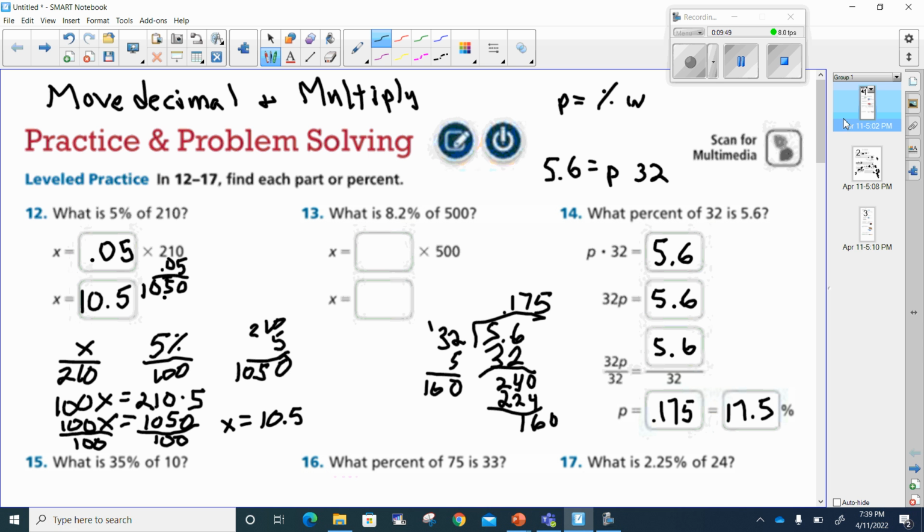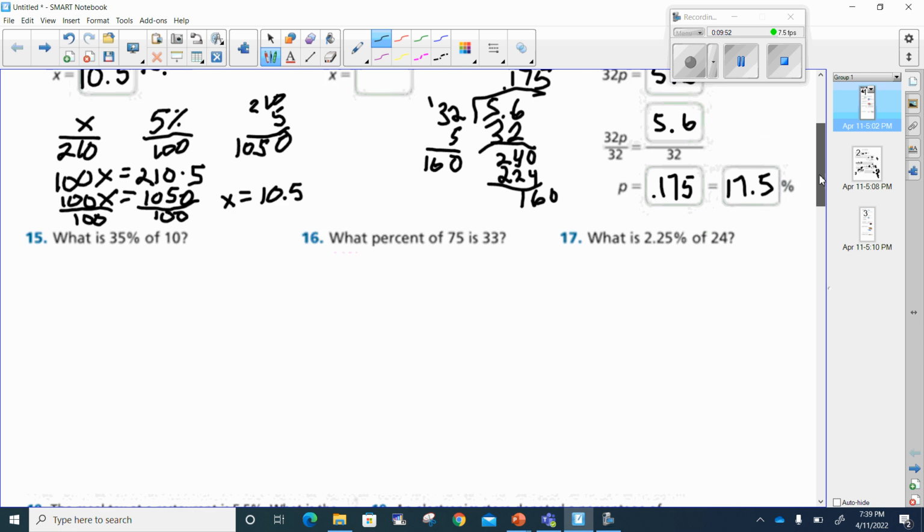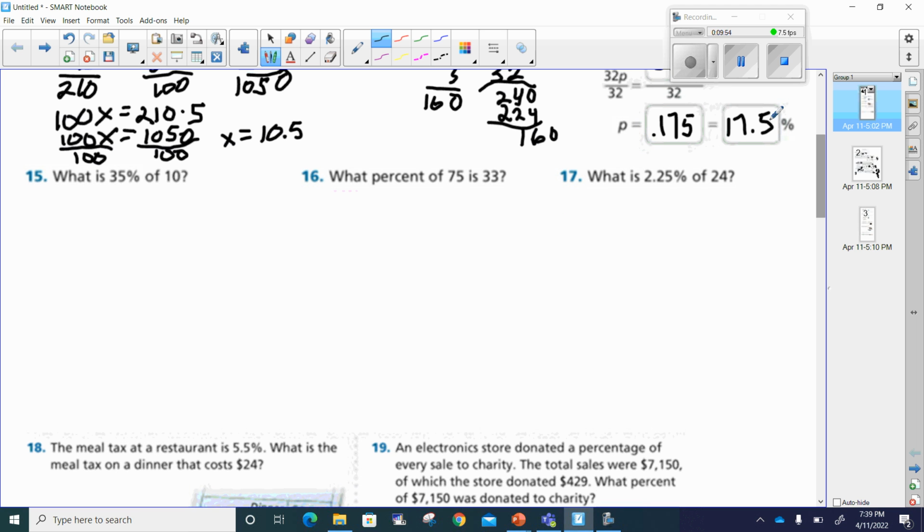All right, let's head off to number 15 now. Actually, number 16 will be mine. It says, what percent of 75 is 33? Again, we can solve this by remembering that the part equals the percent times the whole. Of is 75, is the part, which is 33. We're looking for the percent, so I'm just going to name the variable p as the percent. I have 75 times p equals 33.